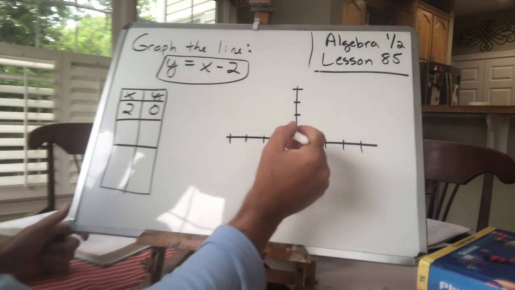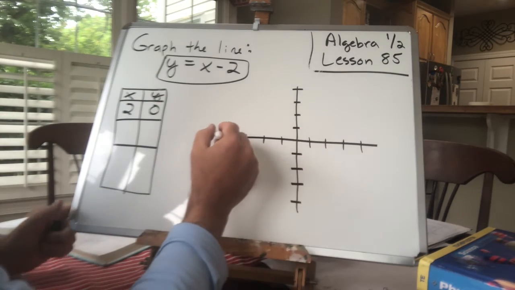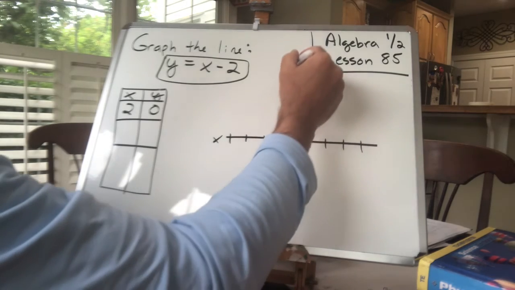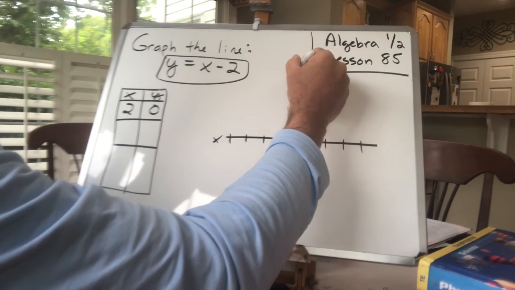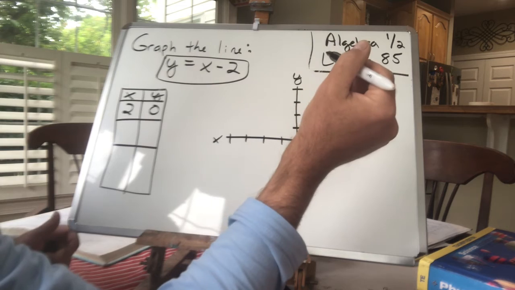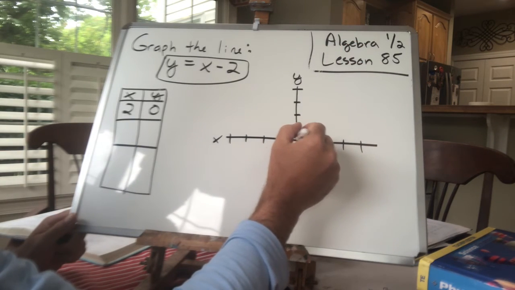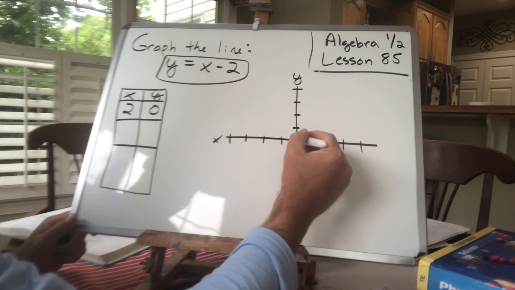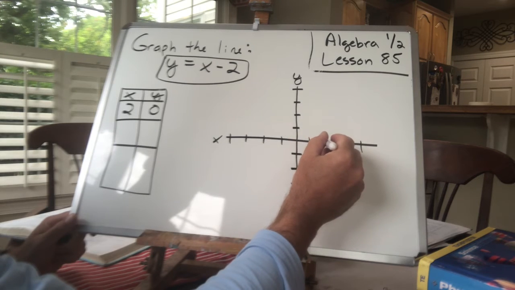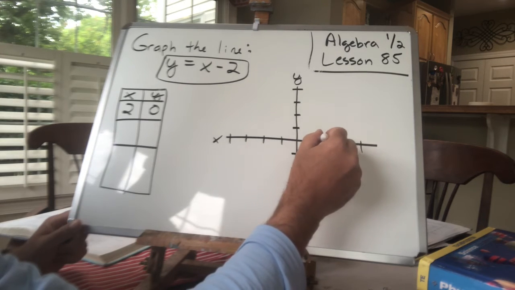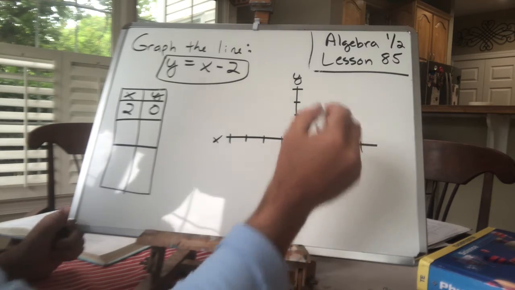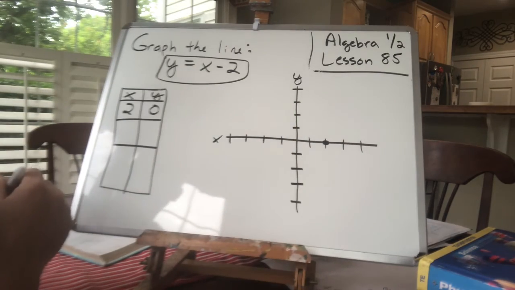Okay? Now on the graph over here, this is the x line, and this is the y line, right? X is going to equal 2. This is 0, 0 right here. This is my origin. X equals 2, and y equals 0. There's my first coordinate that I just plotted.